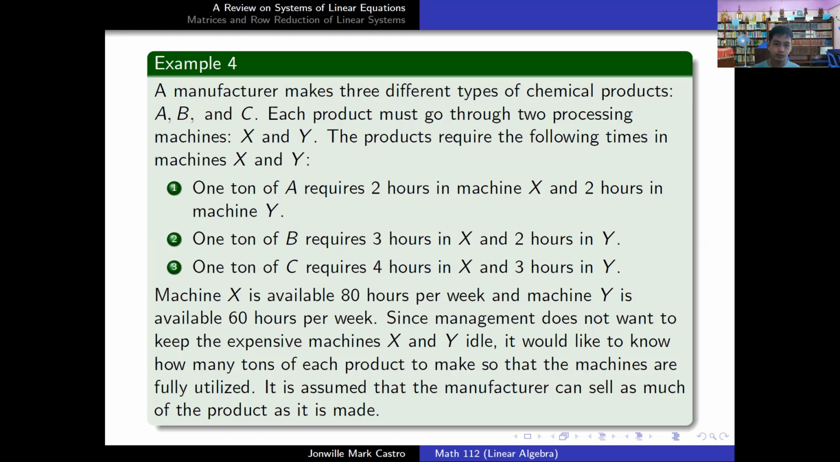Okay? So, meron tayong two equations na mangyayari since isa for X, isa for Y. Then, meron tayong tatlong unknowns or yung variables dito. Okay? So, like 3 different types of chemical products.